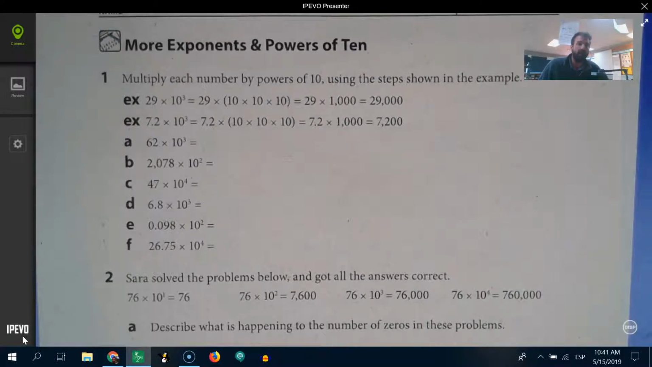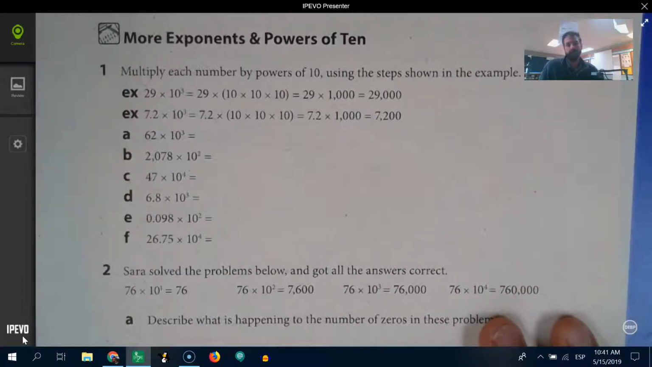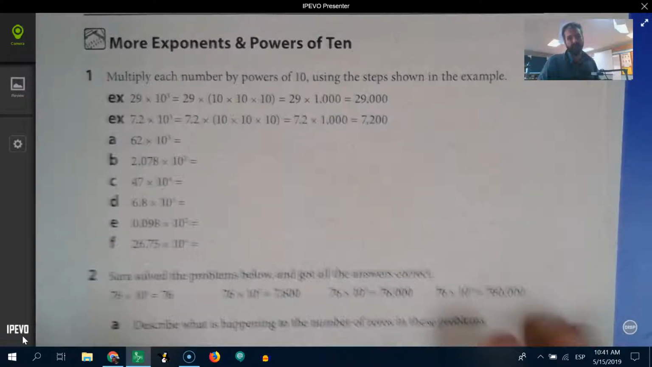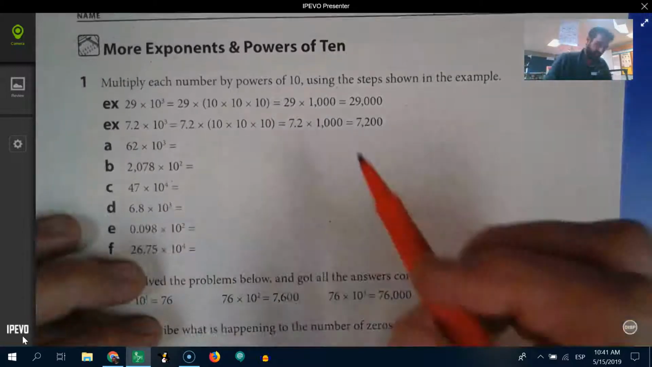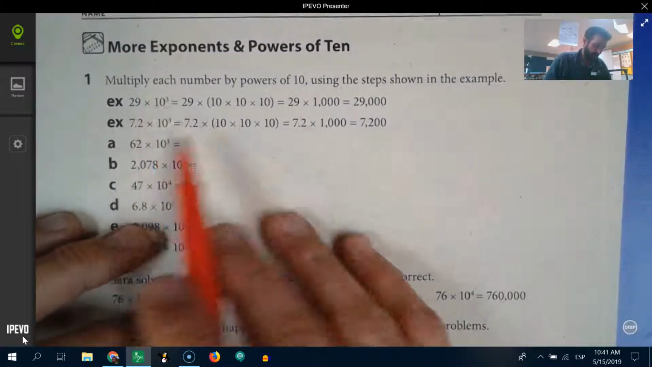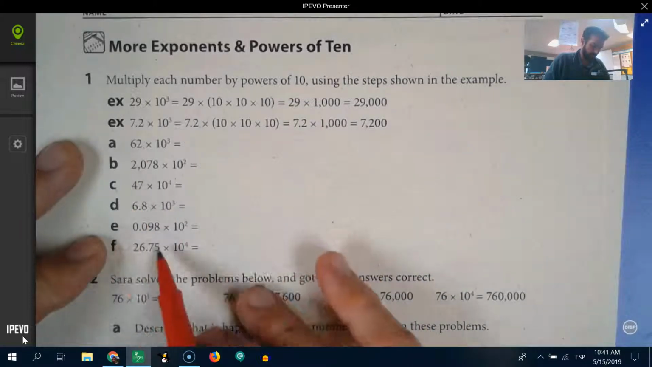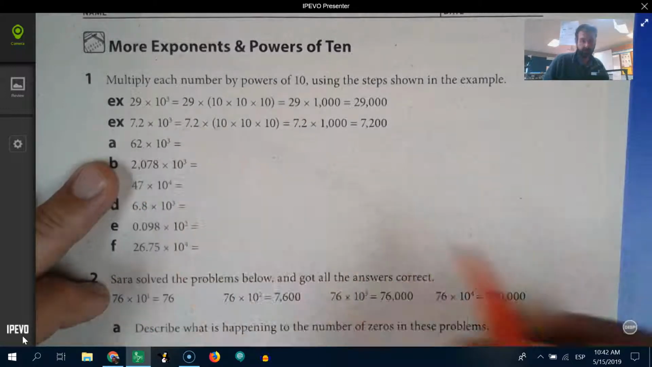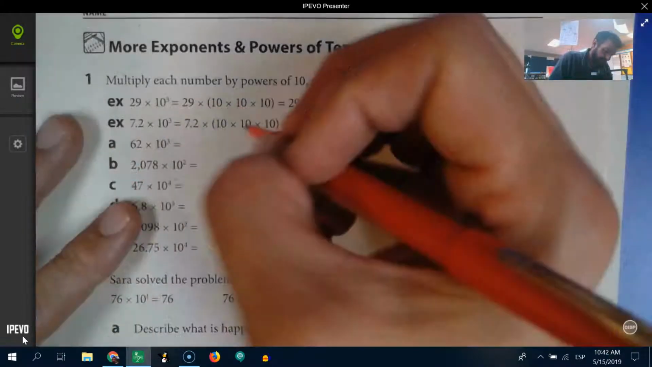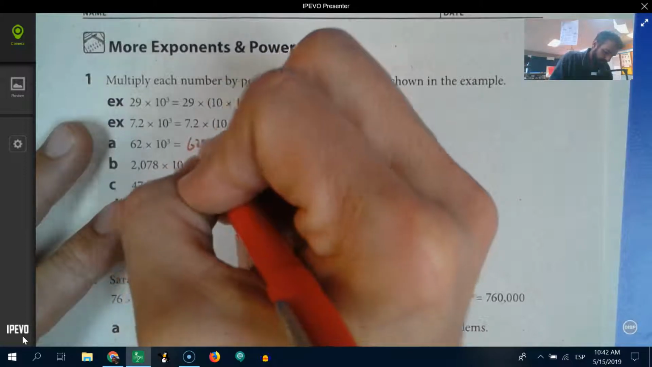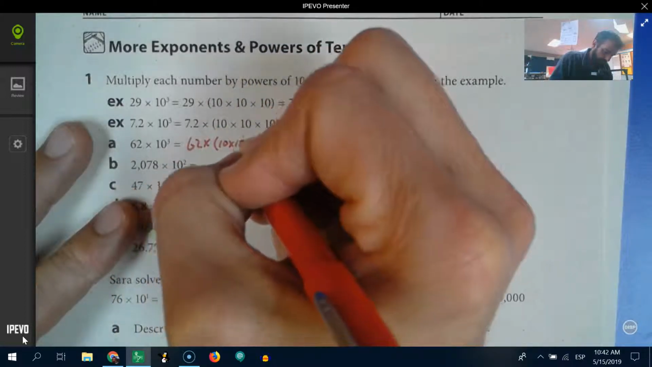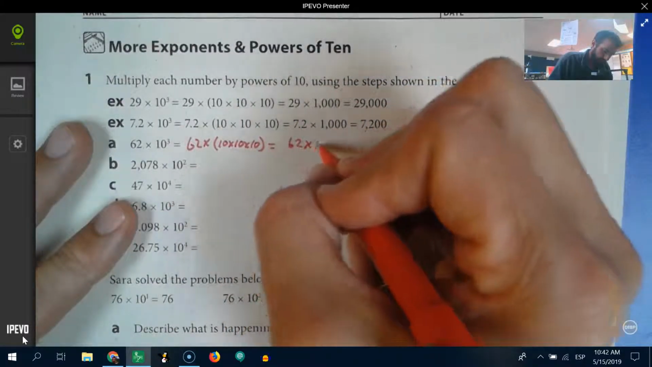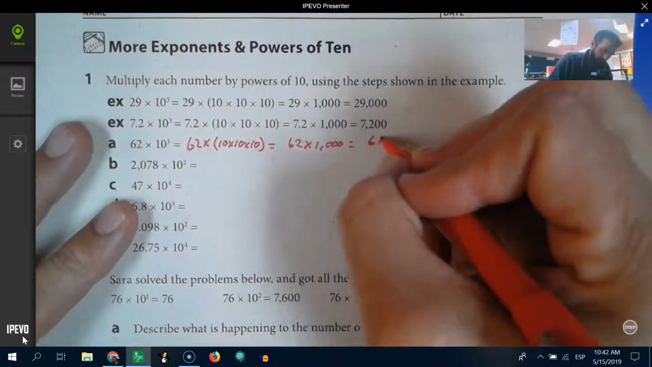All right, so we have more exponents and powers of 10. Multiply each number by powers of 10 using the steps shown in the example. This is a lot of writing. 29 times 10 to the third, 7.2. So I have whole numbers or decimals. And remember, my whole numbers are decimals, they just have zeros to the right. So I have 62 times 10 to the third, 62 times 10 times 10 times 10, which is equal to 62 times 1,000, which is equal to 62,000.